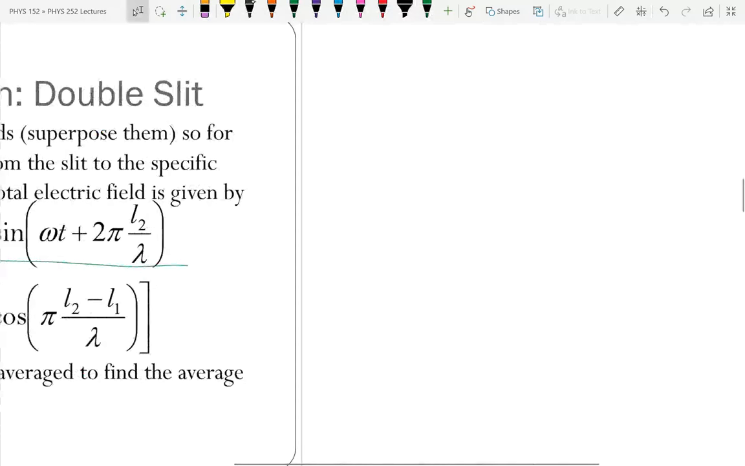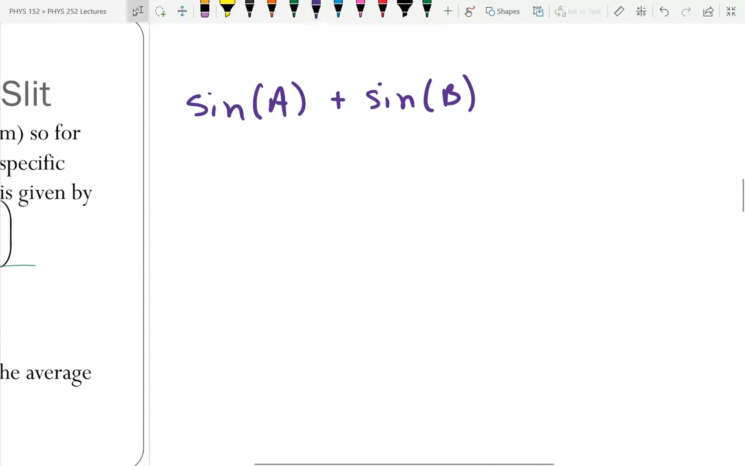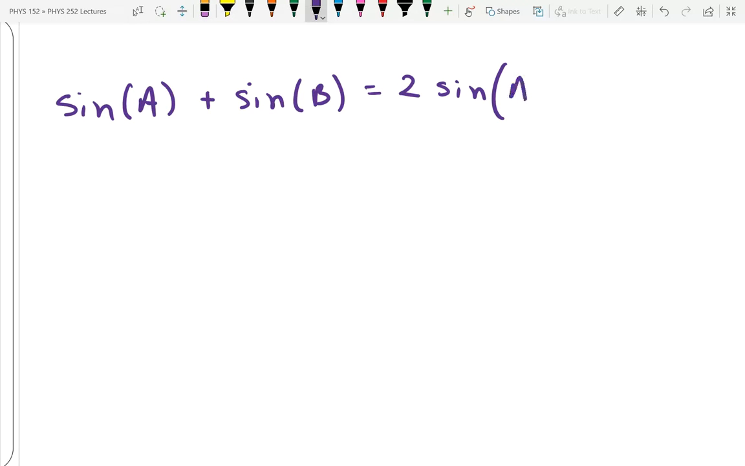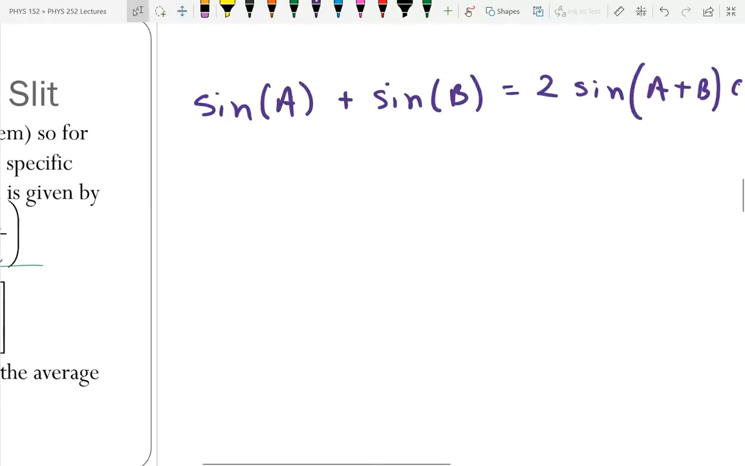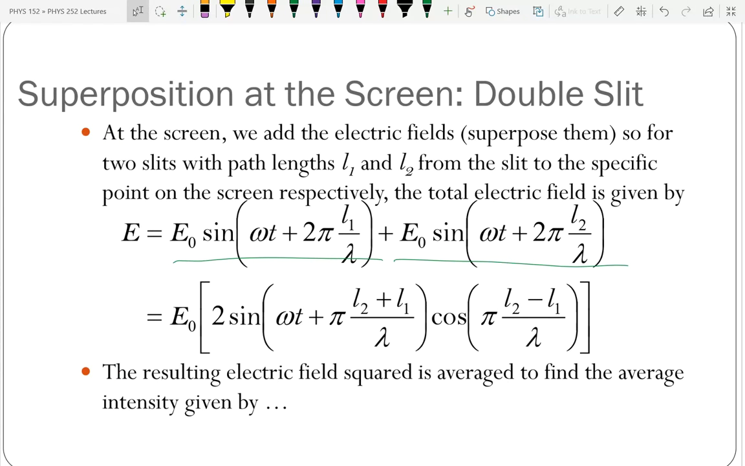And then we have to use a trig identity. Sine of A plus sine of B equals 2 sine of (A plus B over 2) cosine of (A minus B over 2). So using that identity, the electric field from the two slits is equal to the electric field from one slit, E0, times 2 because it's two slits. And then we have sine of omega t plus pi (L2 plus L1) over lambda.